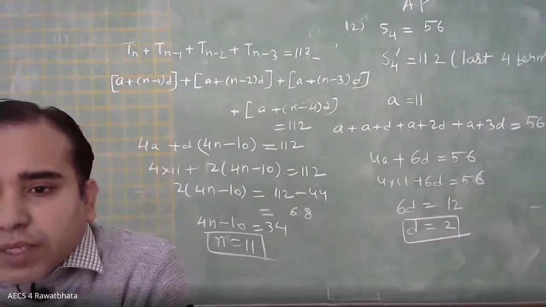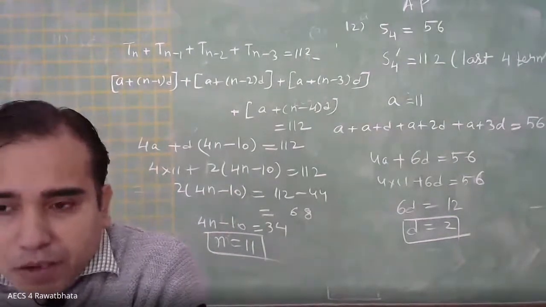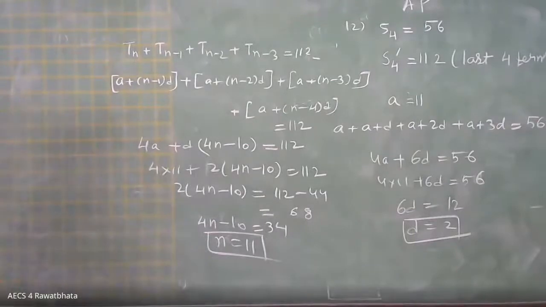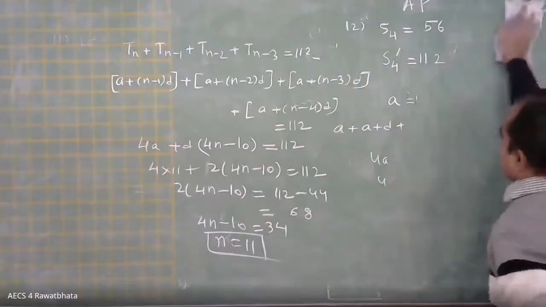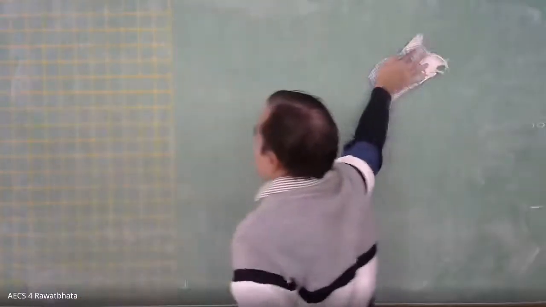Someone please read. Kushagra, can you read the 13th question? A plus bx divided by a minus bx equal to b plus cx divided by b minus cx equal to c plus dx divided by c minus dx, where x is not equal to 0. Then show that a, b, c and d are in GP.